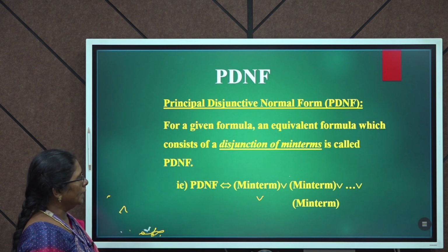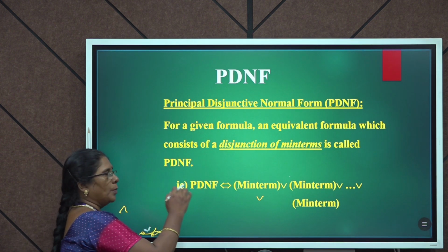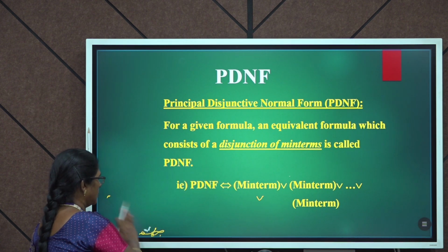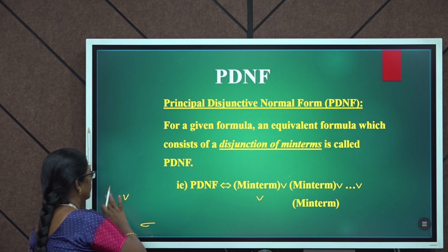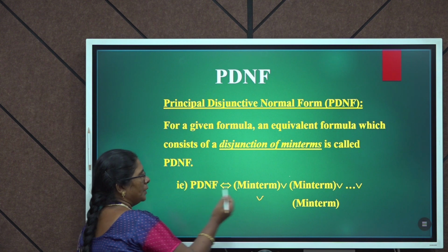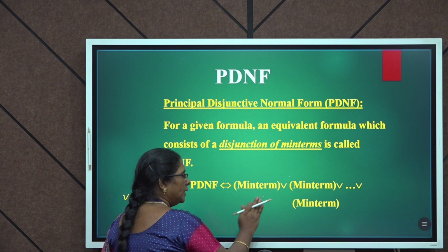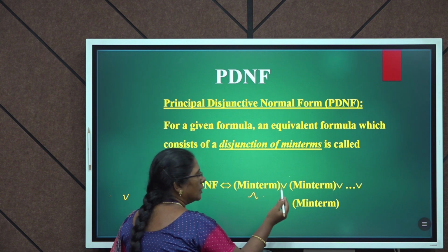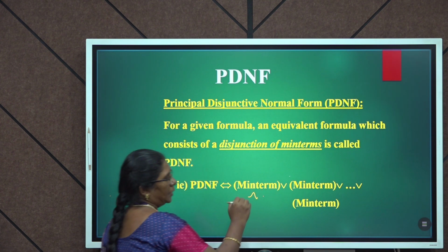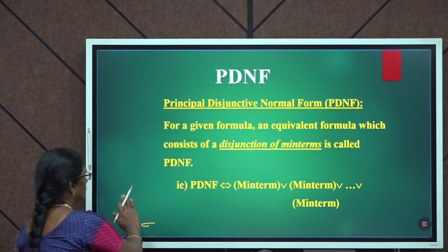So let's move to PDNF. What is PDNF? Principal disjunctive normal form. Here also, for a given formula, an equivalent formula which consists of disjunction. What is disjunction? Disjunction means cup. So, disjunction of minterms. PDNF means in between, cup will be there. The minterms will have cap inside, and the minterms will be connected by cup. So, outside cup means inside there will be cap. This is the way to write principal disjunctive normal form.